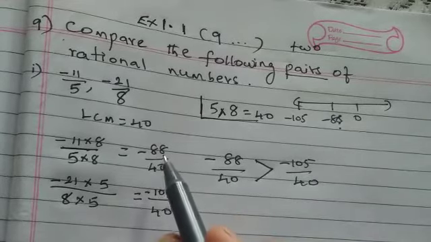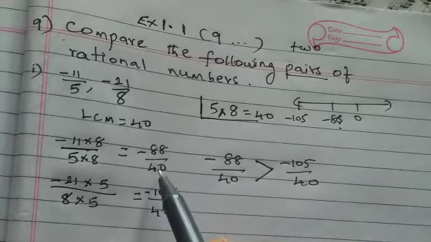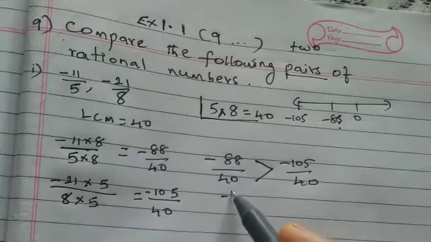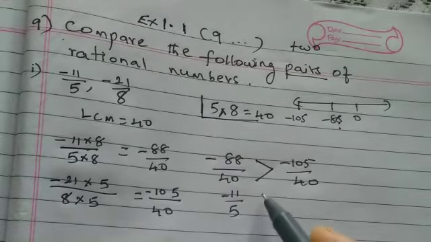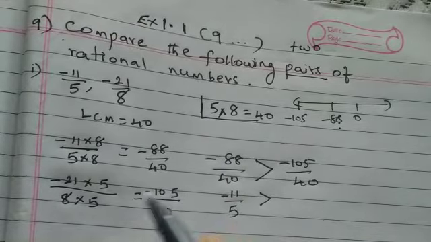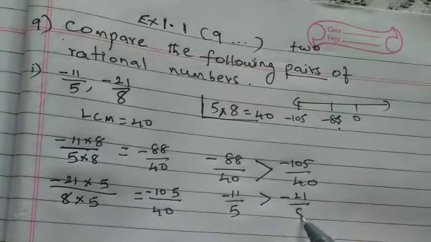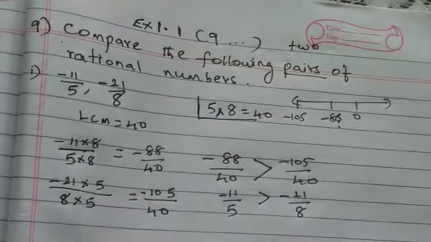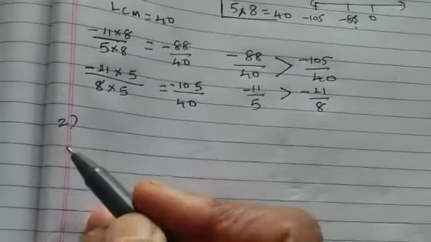But what is the original number? We have written equivalent rational numbers. Minus 88 by 40 is what? What is the given number in the question? Minus 11 by 5 is greater than minus 105 by 40, which is minus 21 by 8. So this is the comparison of first two numbers. And we'll see the second sum now.